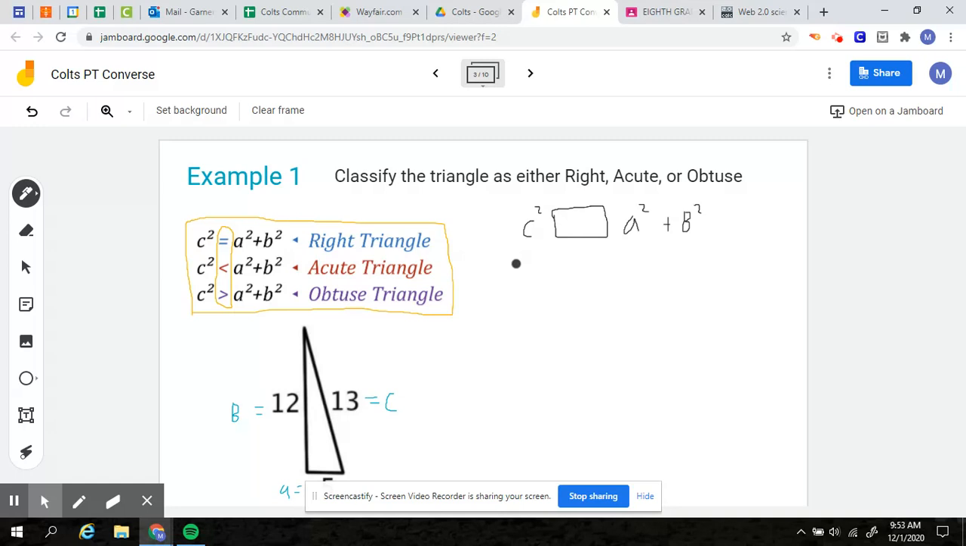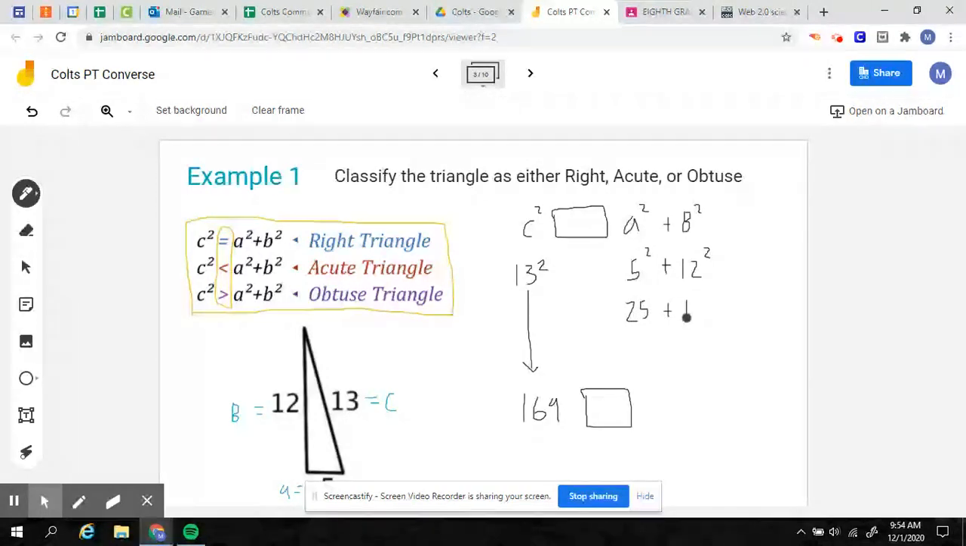Now I'm just going to plug in my numbers. So C squared is going to be 13 squared. So I'm going to get 13 times 13. That equals 169. I have that box in the middle. I'm trying to figure out what symbol to put there. And then A squared plus B squared, I get 5 squared plus 12 squared. So 5 squared is 5 times 5, so 25. 12 squared is 12 times 12, which is 144. I'm going to add those two things together. So 25 plus 144 gives me 169.